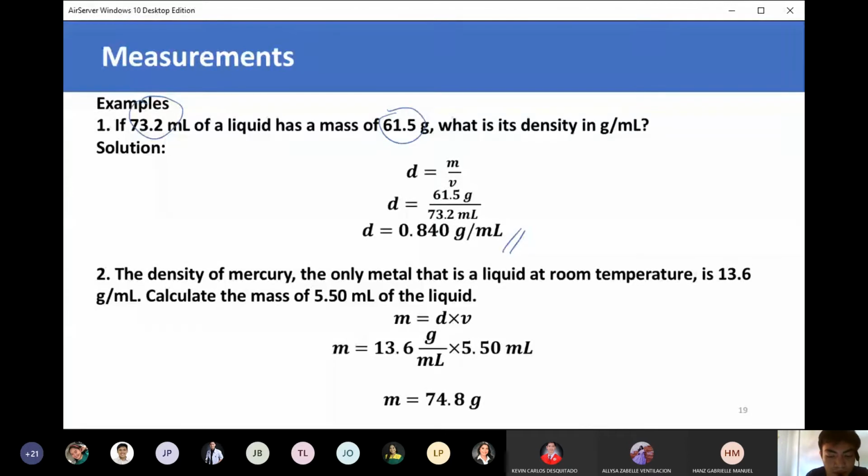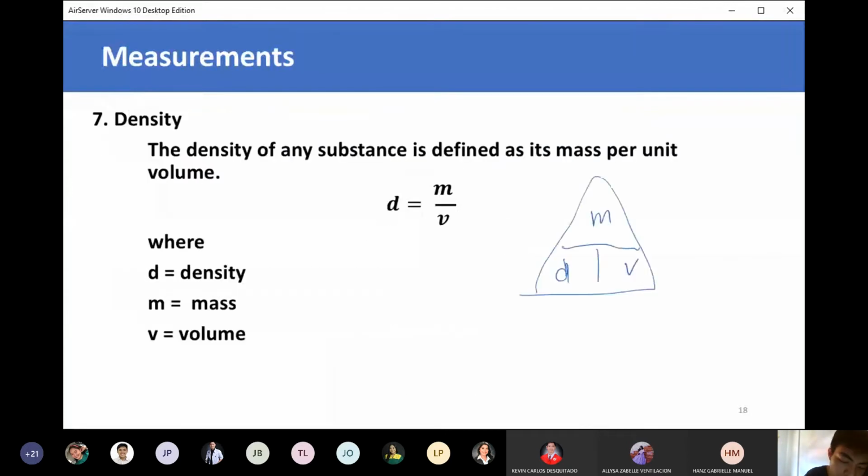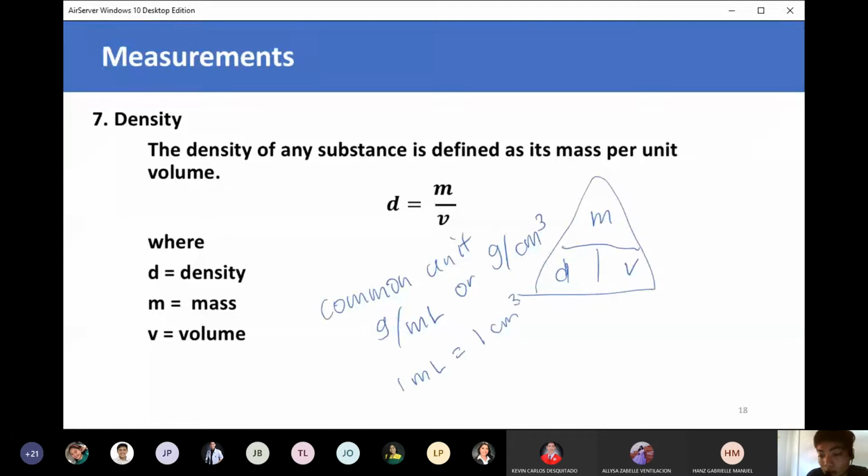So yun yung idea. Okay, so the common unit is grams per ml or grams per cubic centimeter. And we should take note that 1 ml is equivalent to 1 cubic centimeter.